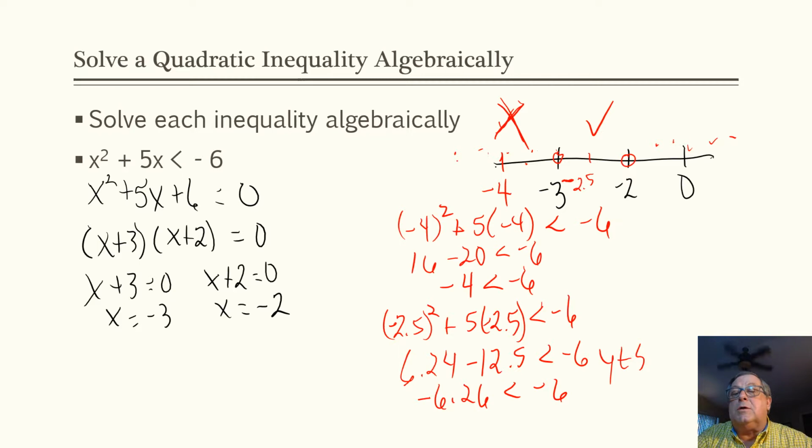Now that probably is going to tell me that the next interval is going to fail. So let's see. Well, we can substitute 0 in there. And 0 squared is 0, and 5 times 0 is 0. And then the question is, is 0 less than negative 6? Well, the answer to that, of course, is no.